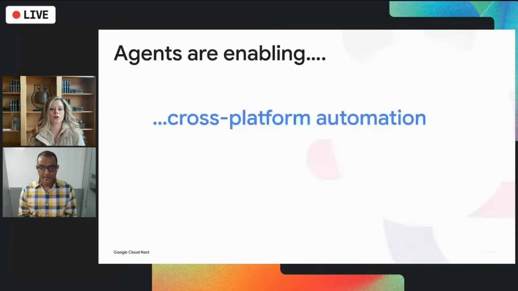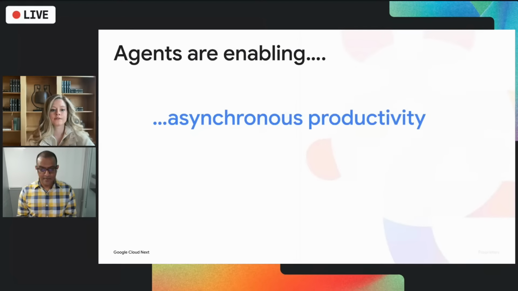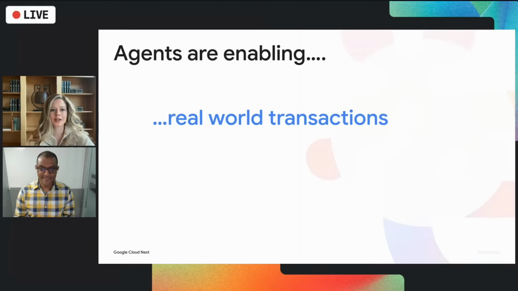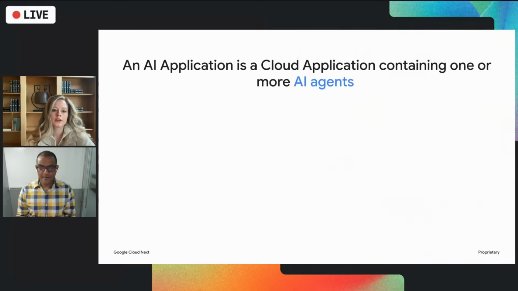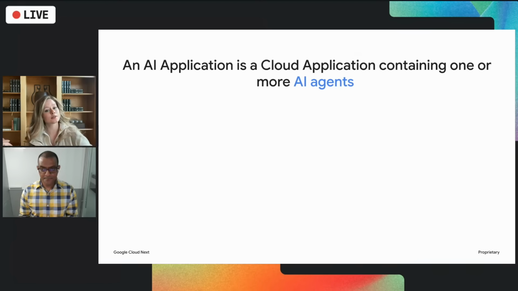So what are agents enabling? They're enabling cross-platform automation, asynchronous productivity. I know that's where I'm using agents from that standpoint. They're enabling real-world transactions. And the focus of what agents are able to do is that they're optimizing for outcomes instead of just output. So an AI application is a cloud application that contains one or more, or many in the use case that you'll see later, AI agents.